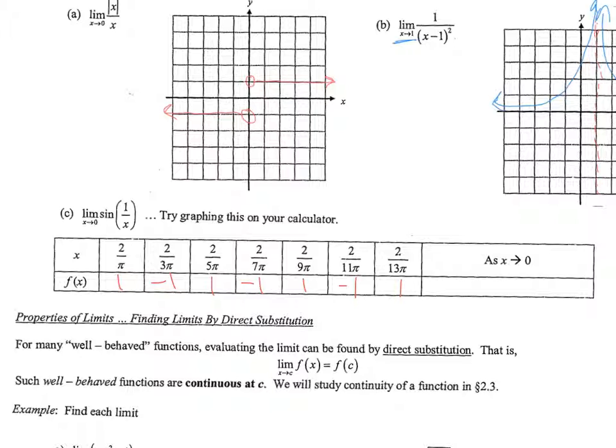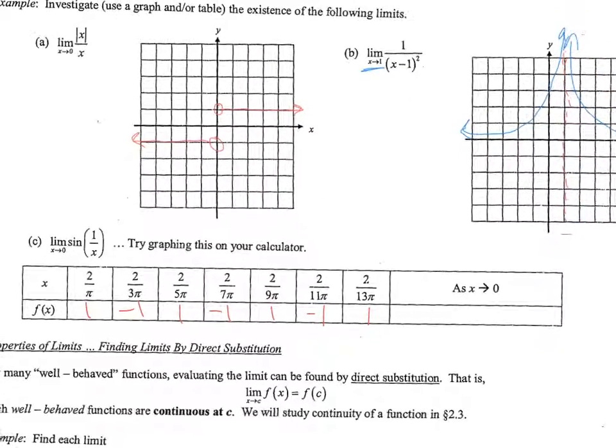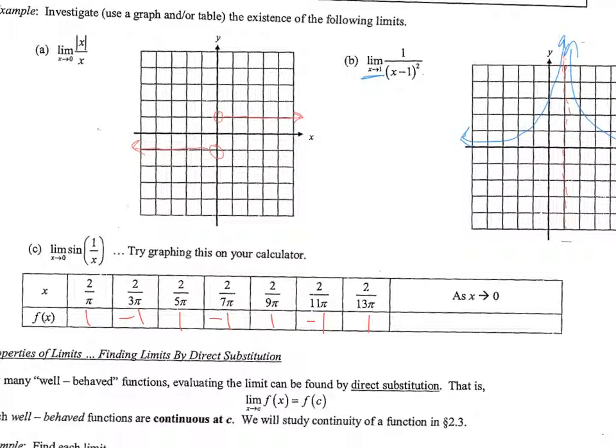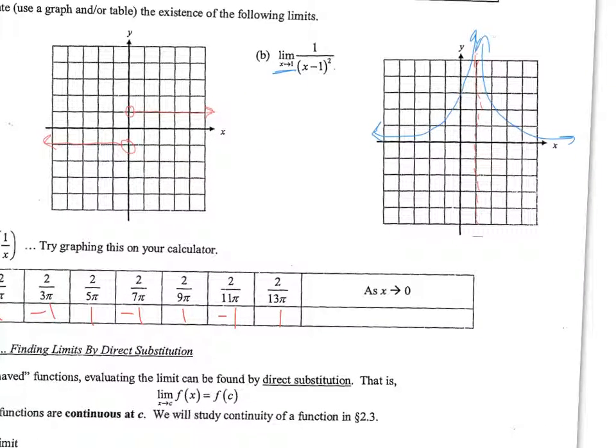You can kind of see pictures right now. We talked about this oscillation in part C. In part A, we talked about if the left and right sides just don't match up. And in part B, infinity is a bad thing as well. And overall, you should also jot down that the x value that we're looking at has to be part of the domain for this to work too.